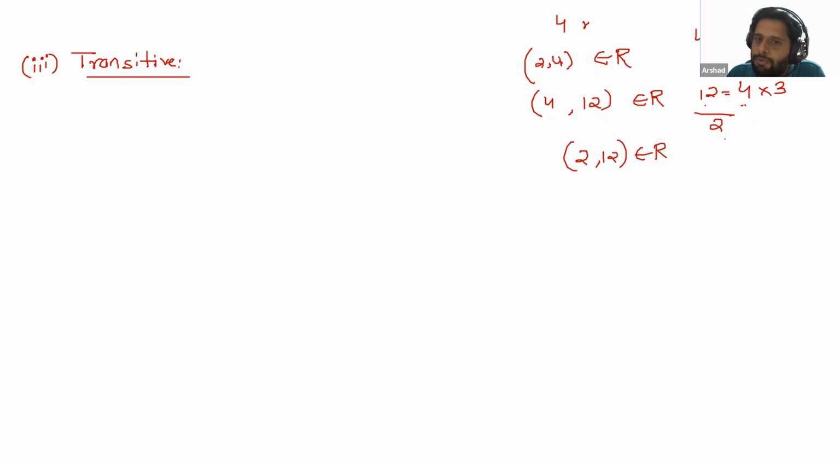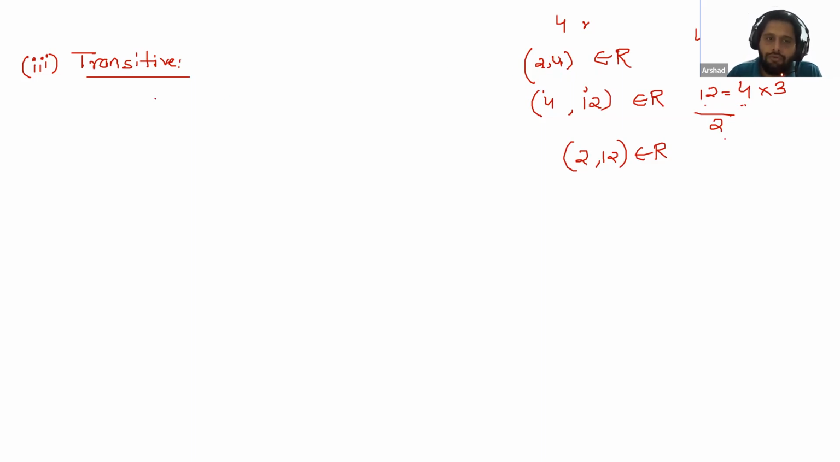Okay, if 4 is divisible by 2, and 12 is divisible by 4, then 12 will also be divisible by 2. So first you need to analyze it. Yes, this is true. That's why we can't give any example for this, so we will prove this in a general way.